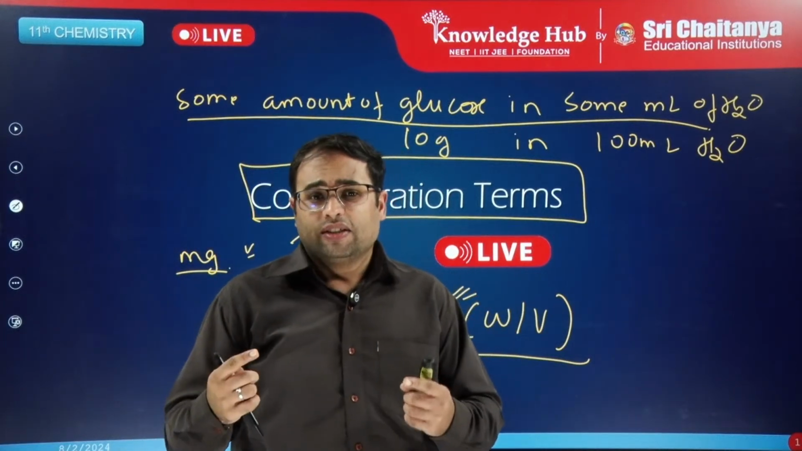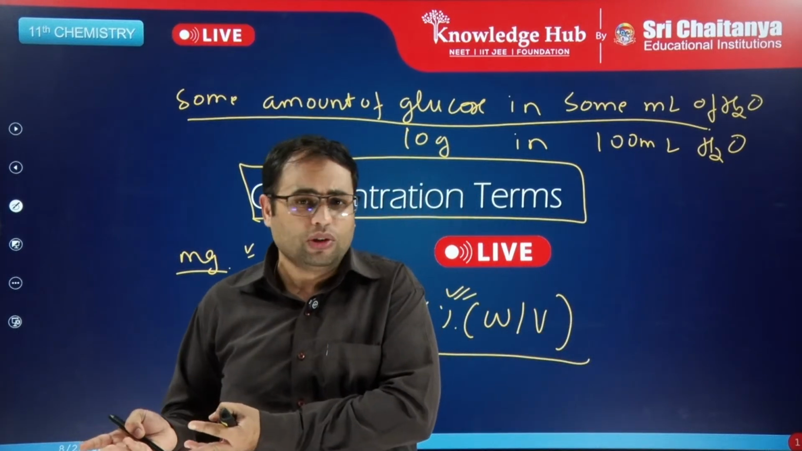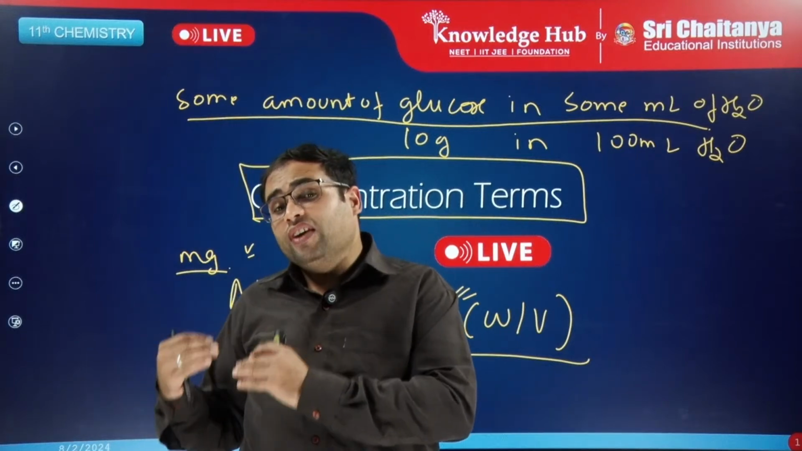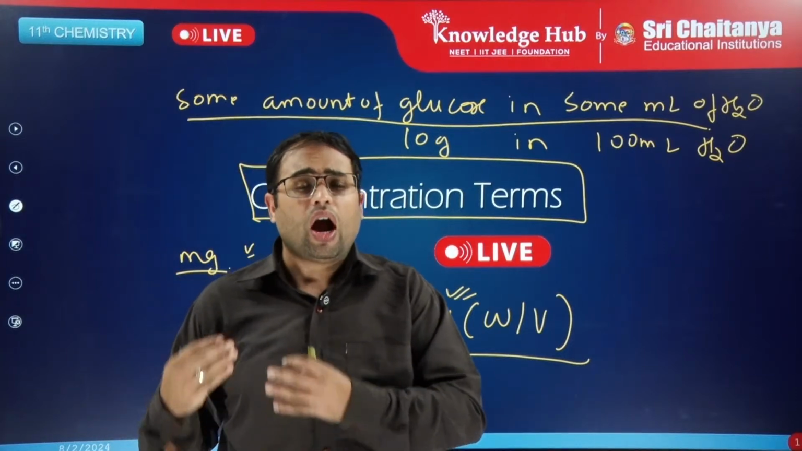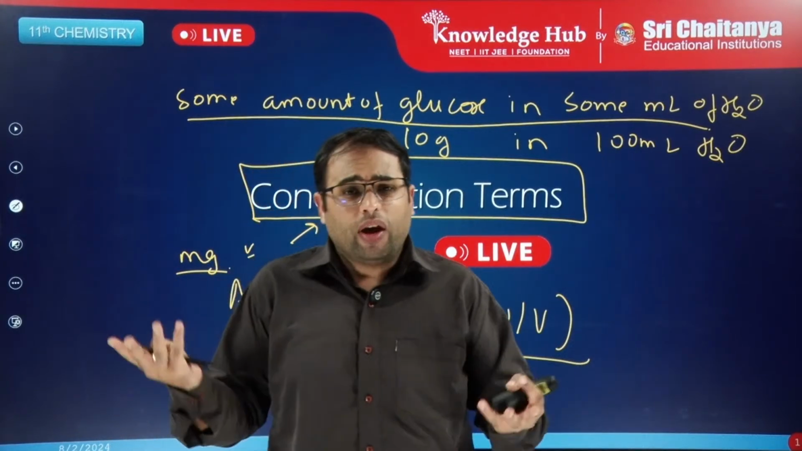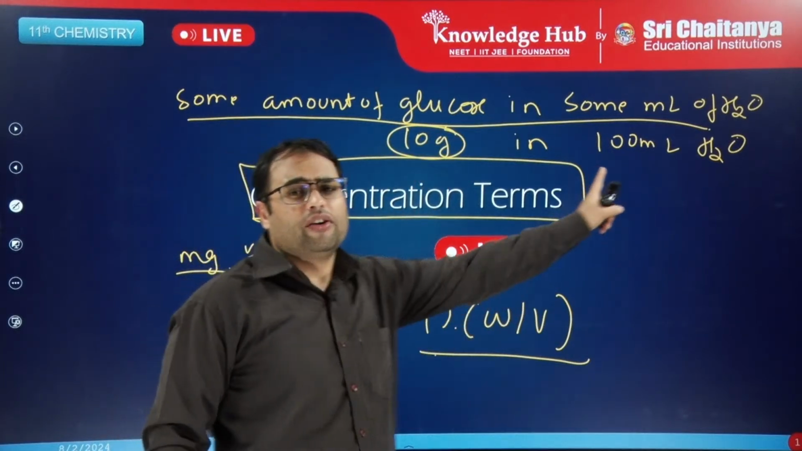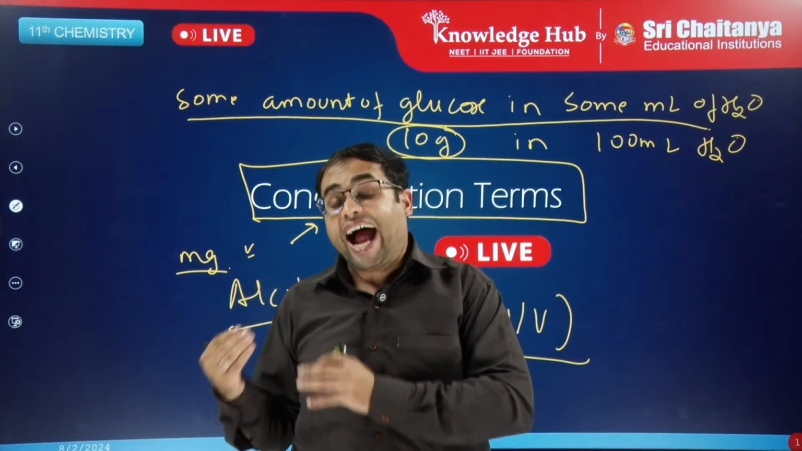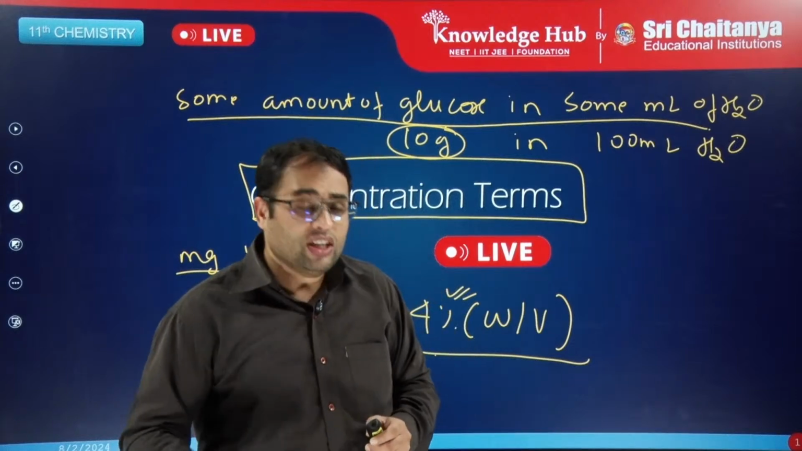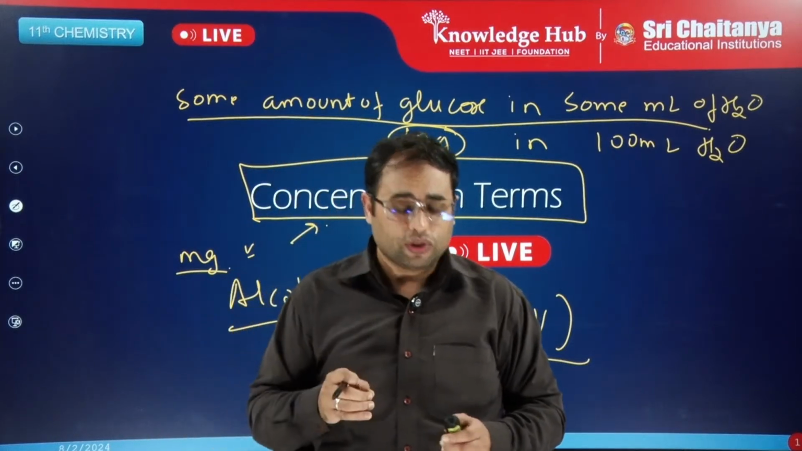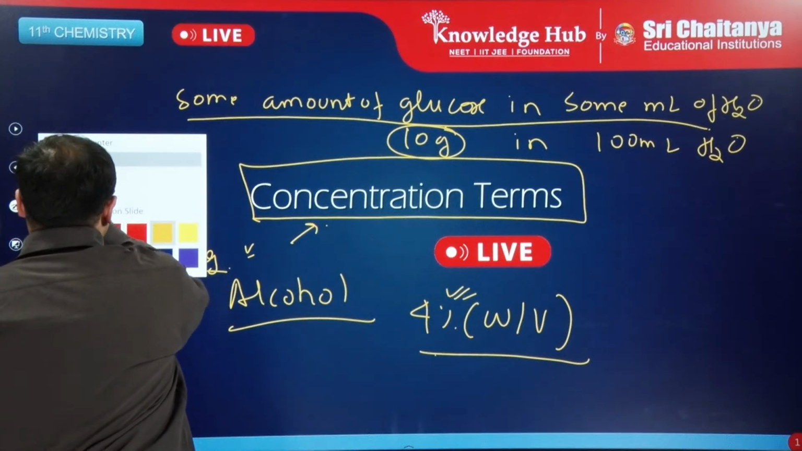And to express this concentration, suppose I made a glucose solution and I am giving that solution to you. How do I tell you how much glucose is in how much ml? Well, I can simply say that I have dissolved 10 grams of glucose in 100 ml of water, and that will be the concentration of the solution. In the same way, we need to know concentration of solutions. Like, I'll give you one more example.